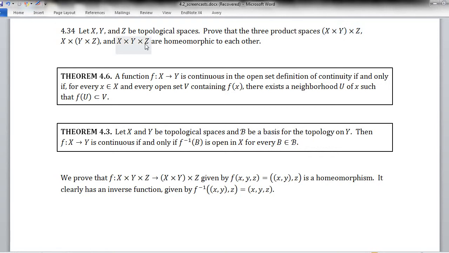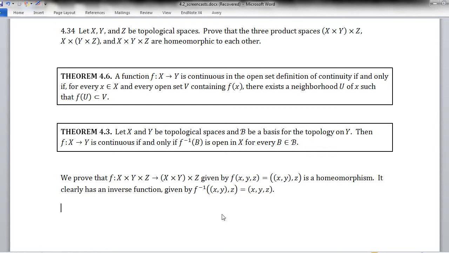Whereas a base element of this space in the product topology would be just open in X times open in Y times open in Z. So there are a lot fewer base elements for this topology than for either of these other two. The basis for this topology is quite different from the one for this topology. So we have three very different bases, but it turns out that they generate equivalent topologies anyway. Okay, so that's what we want to check.